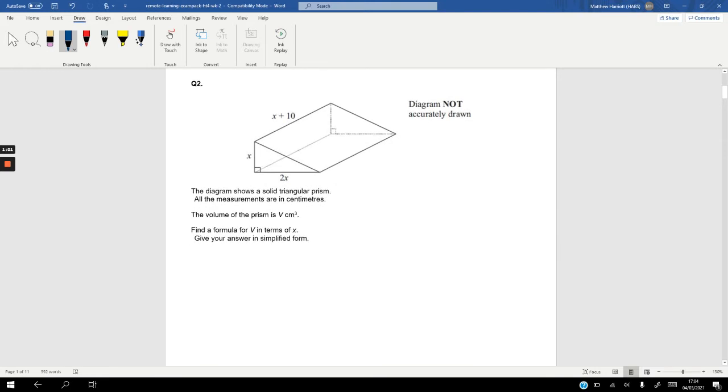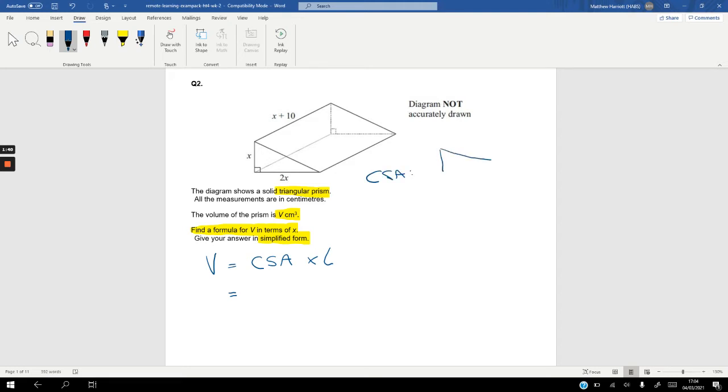So question 2. For question 2, we've got a few things, and we want to collect the information first. I've got a triangular prism. The volume of the prism is V centimeters cubed. The question is to find a formula for V in terms of X. Give your answer in a simplified form. So we need to remember that the volume of a prism is the cross-sectional area, one slice of it, multiplied by the length.